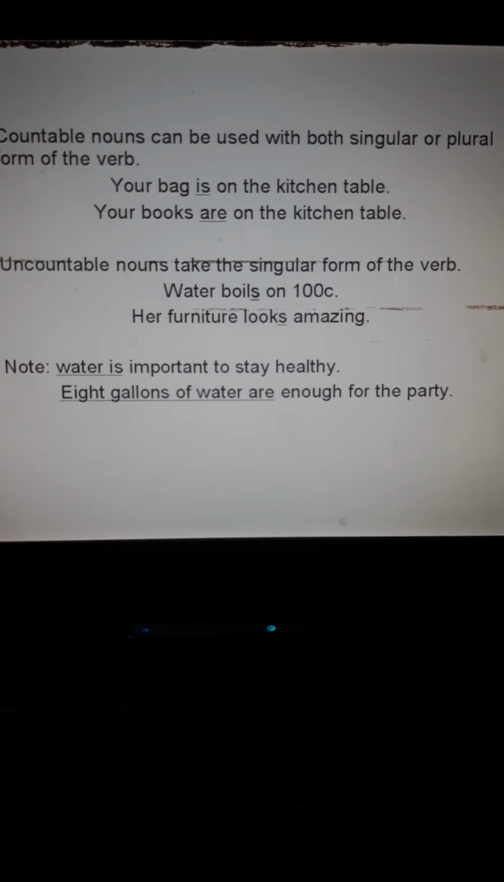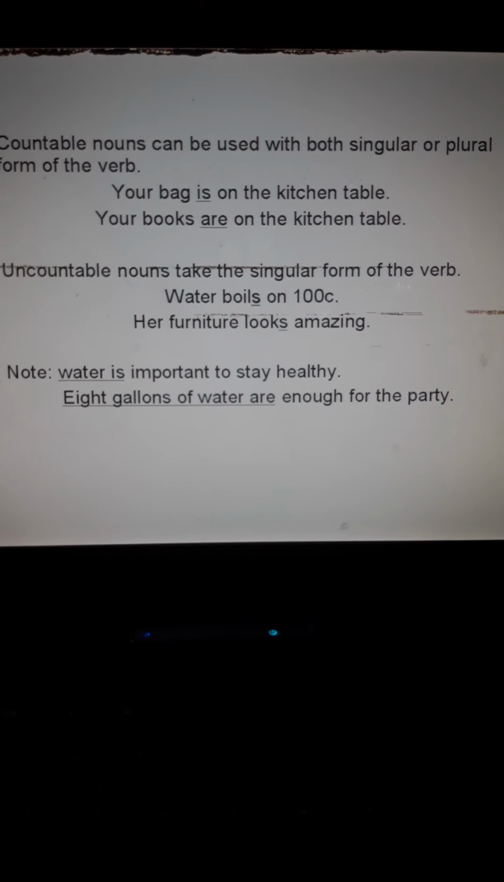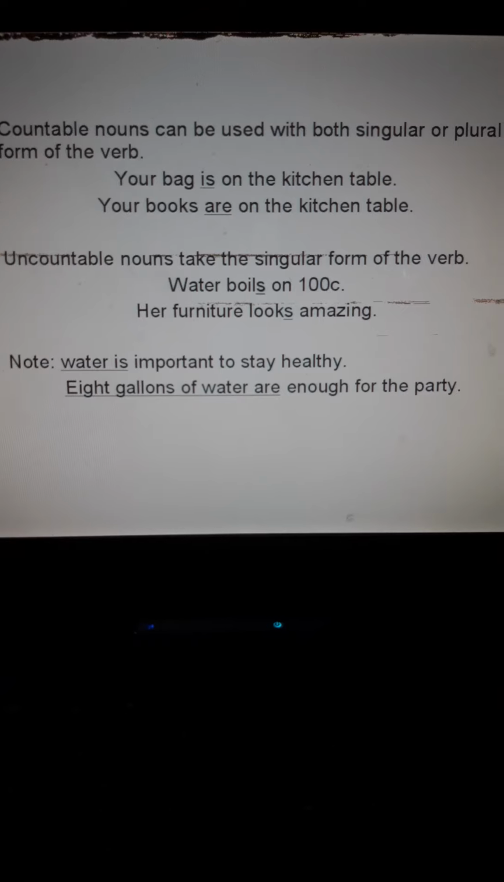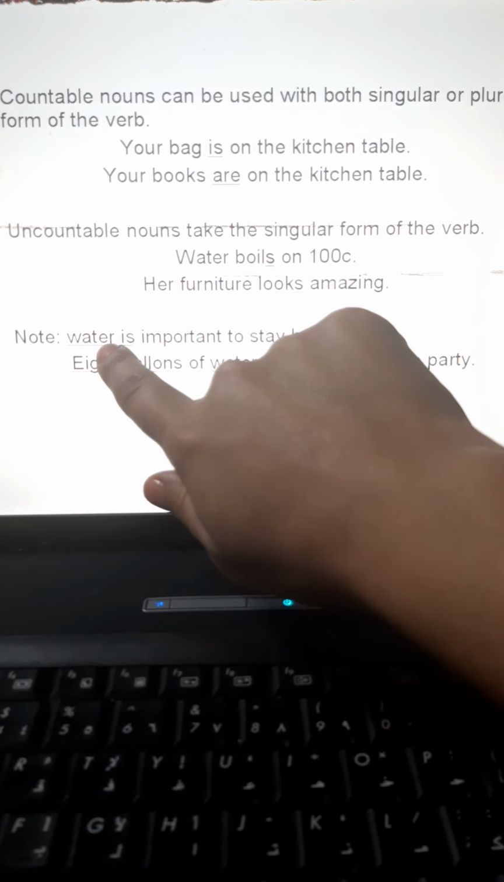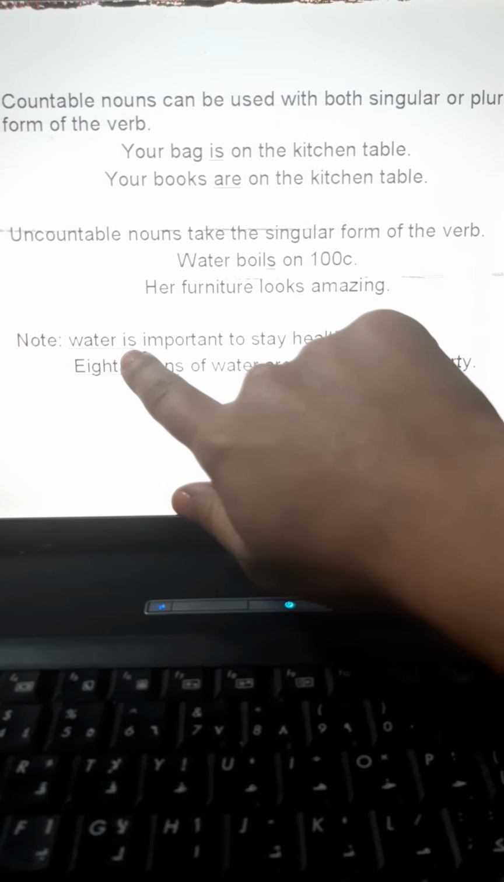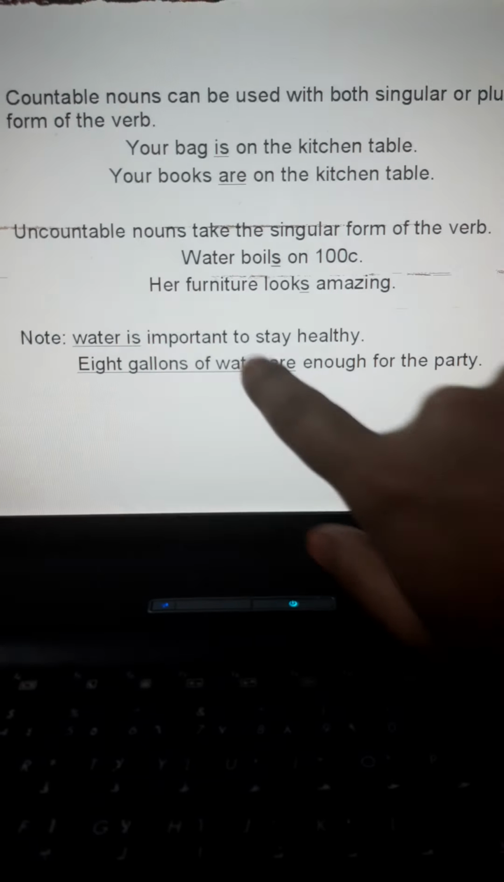An uncountable noun takes the singular form of the verb. Remember, note, water is important to stay healthy. Here, water is an uncountable noun, so we deal with it as singular, okay? That's why here we wrote is.